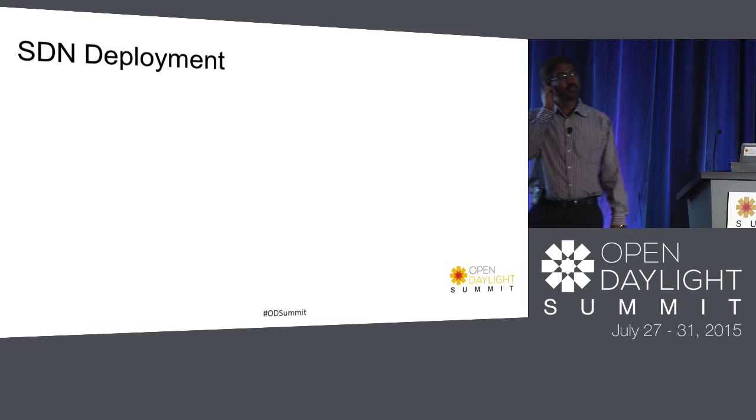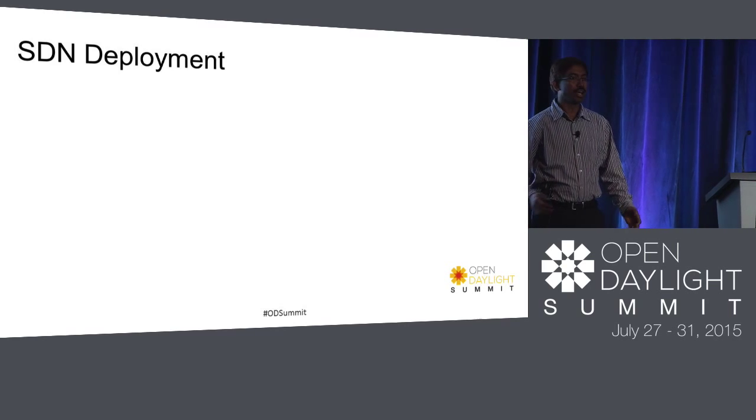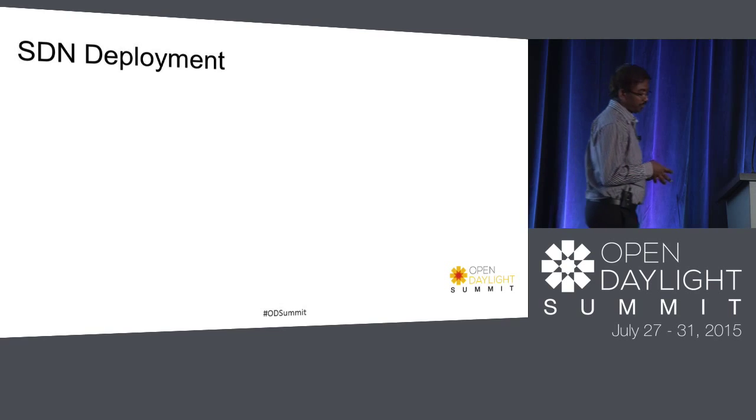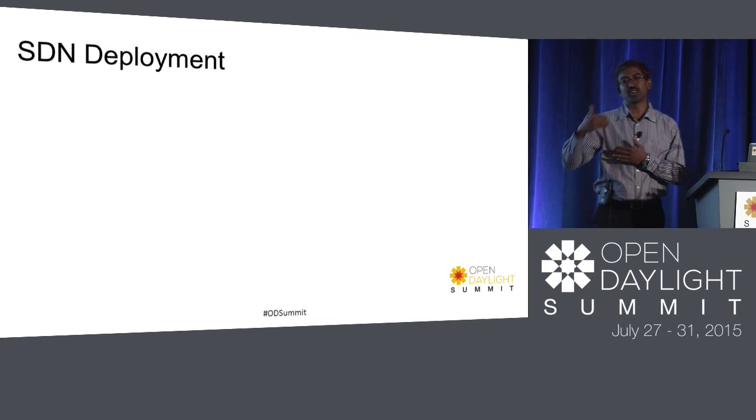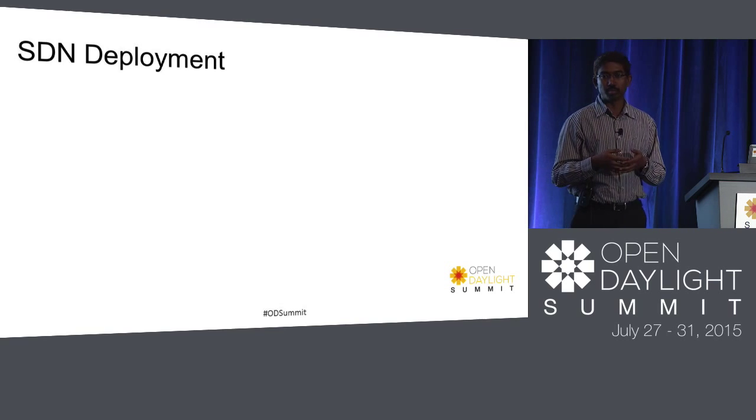SDN, as you know, has multiple parts, right? One part being the apps, the other part being the controller, and the third part being the infrastructure or the data path nodes. Now what happens is you have different sets of people trying to configure the network. For example, if you're an app developer, you would only be worried about the RESTCONF that OpenDaylight exposes, and you would probably worry about the policy part of it.